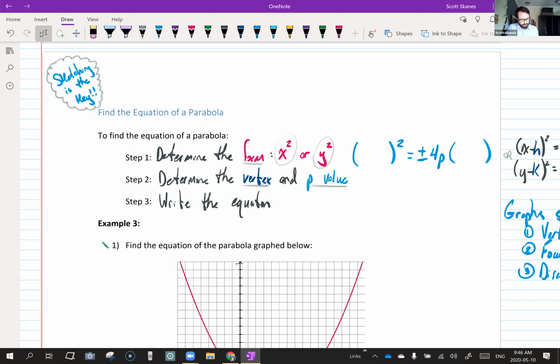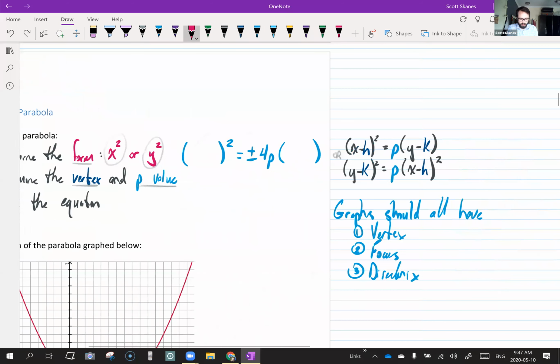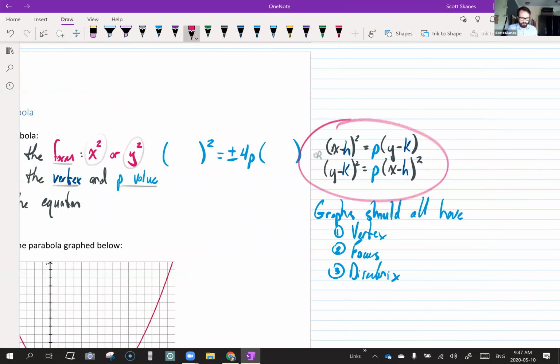So the 3 steps are, first, determine the form. That'll tell you which equation you're going to have to use. For example, a y minus k and x minus h form, that would be the first type. Or maybe you'll have to use an x minus h squared and a y minus k form. That would be the other possible form that you could use. And I've written them here. They're the same ones that I wrote up earlier in the notes.